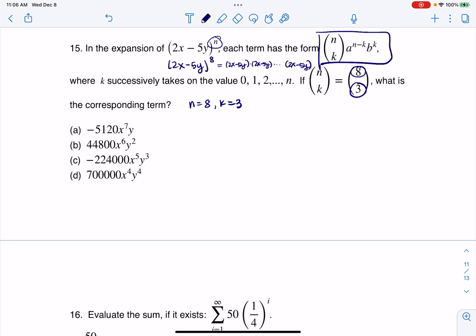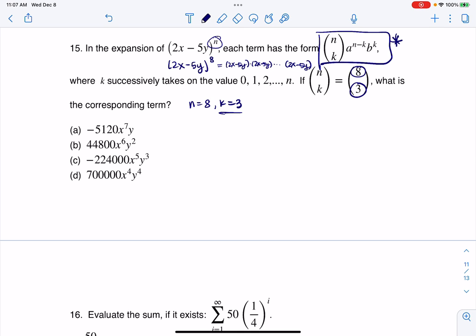You'd have to multiply these 8 binomials to each other, and then you'd have to figure out what the third term was. And I say third term because k is 3. And it's one of these. It's really, really ugly, and it would take a ton of time. So what we're going to do instead is use this formula and just find the third term directly.